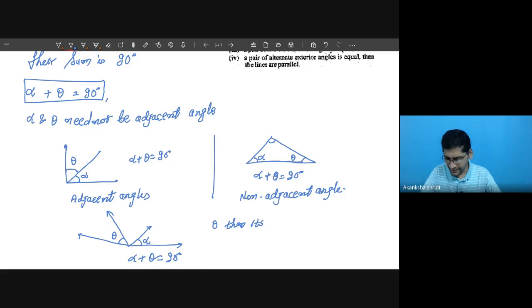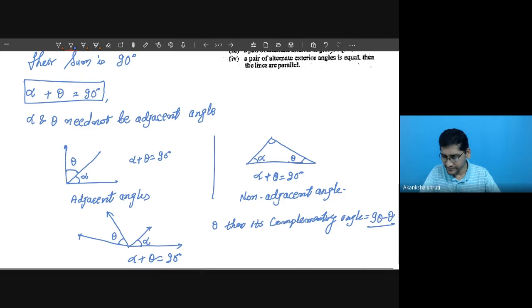In this case, if one angle is theta, then what will be its complementary angle? That is calculated by 90 minus theta. So theta and 90 minus theta are called a complementary pair. Theta and 90 minus theta are a complementary pair, because these are in pair, meaning two.